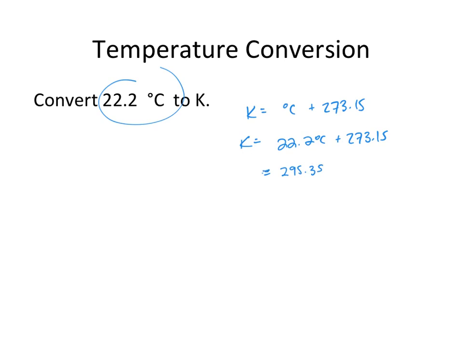295.35. Now we're going to look at our measured value, and because it's addition, there's one place to the right of the decimal, so our answer is going to have one place to the right of the decimal. So our final answer is going to be 295.4 Kelvin. So simple conversions. Make sure that you can do each of them, and you should be good.